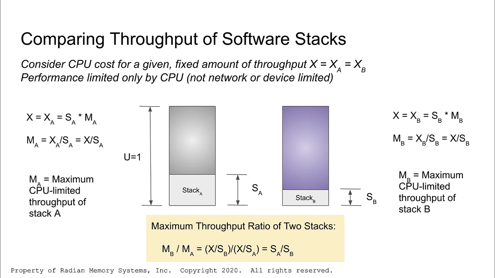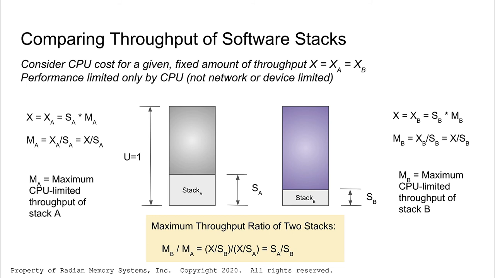The diagram shows two stacks, A and B, each superimposed on a bar representing the total available CPU capacity of some CPU or number of CPUs on which each of the tests was run. The full height of the bar represents an effective utilization of 100%, shown here as U equals 1. Thus, the height of each software stack represents the relative amount of CPU time it consumes for that fixed amount of throughput, which we set to x. So in this diagram, stack B is more CPU efficient than stack A because it's shorter.